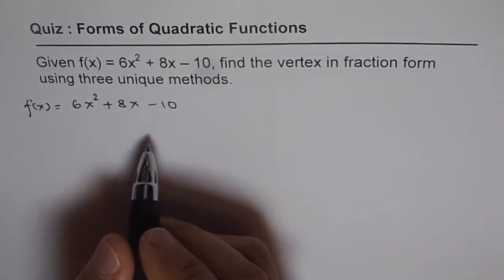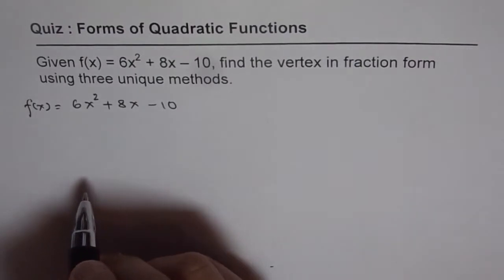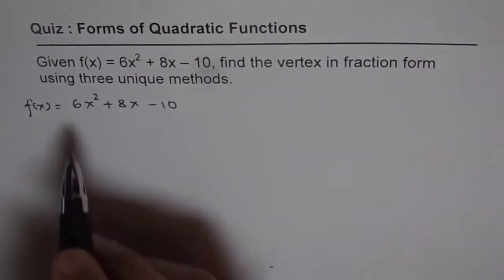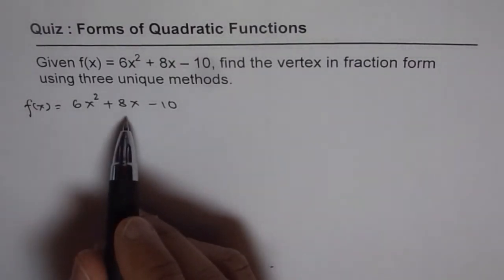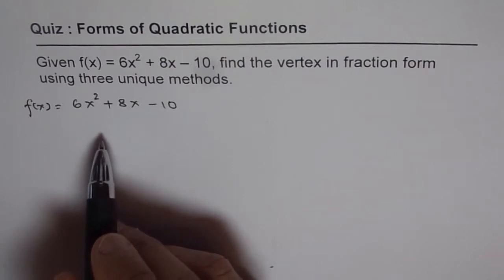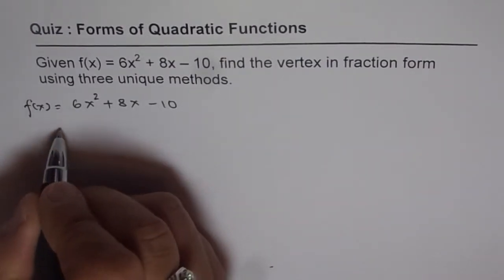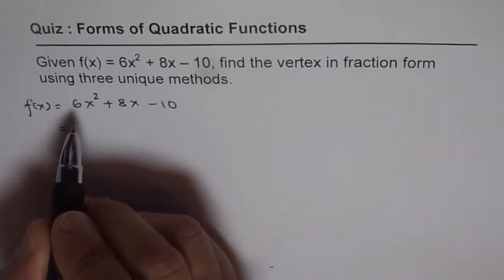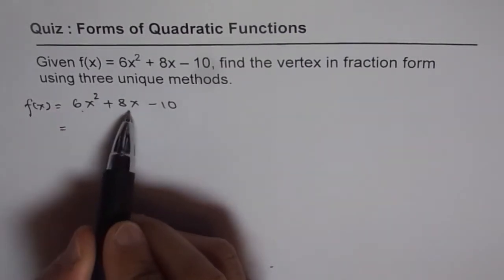So we could factor this, right? So that is one way, we could do factoring. The second way we could do is completing the square, right? And the third way is partial factoring. So I'll show you partial factoring now, which I think is a very good technique to find the vertex, right? Partial factoring is where we actually factor these two terms only.